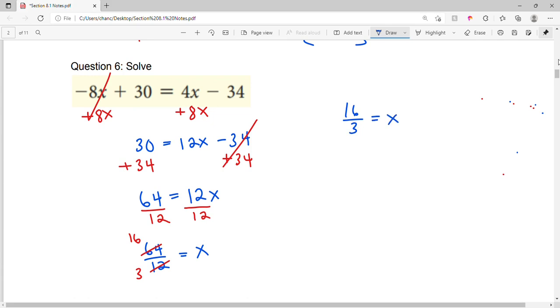Now this looks kind of weird. We typically have x on the left side. So at the end, you can just swap these around. 16 over 3 equals x is the same as x equals 16 over 3. And this is our solution, 16 over 3.